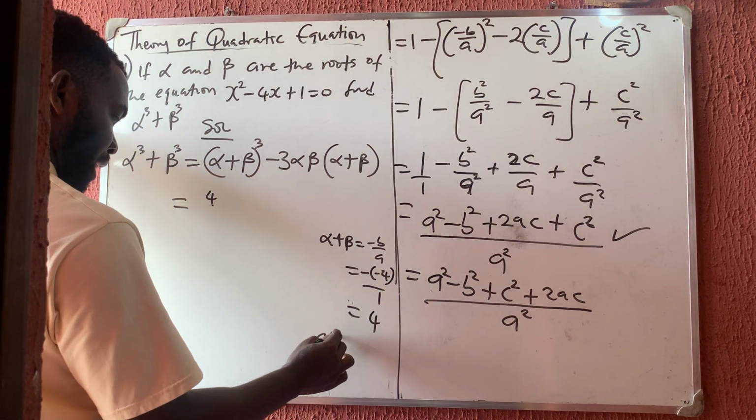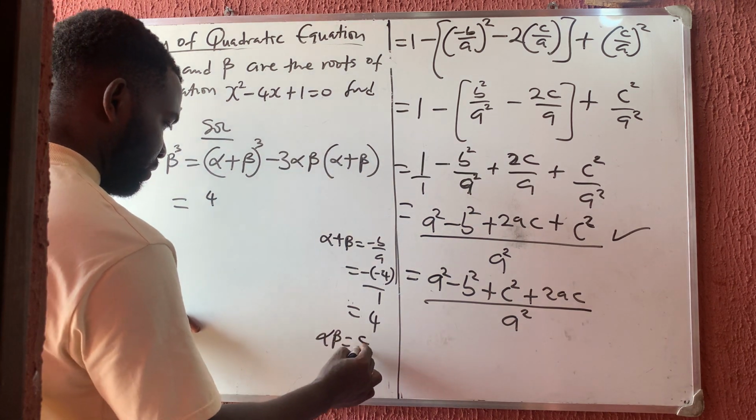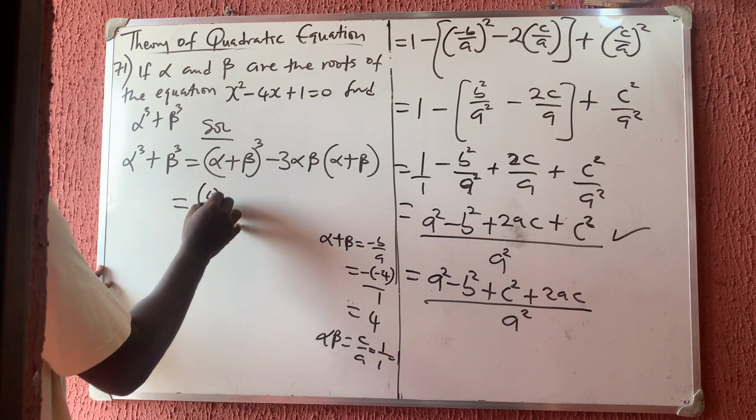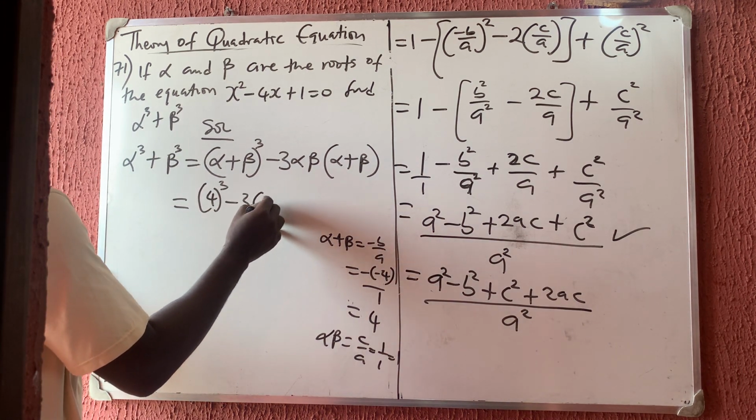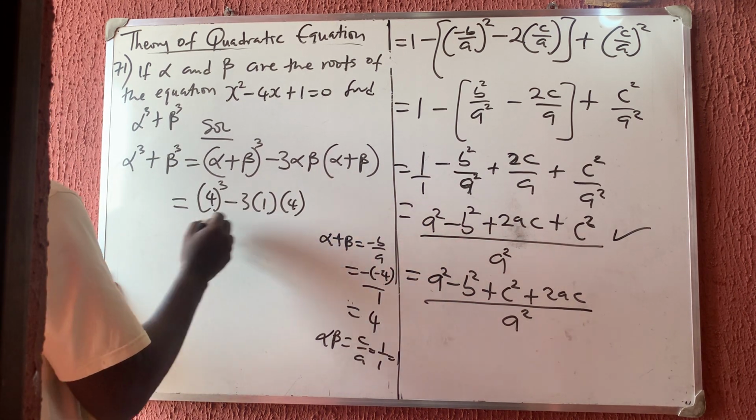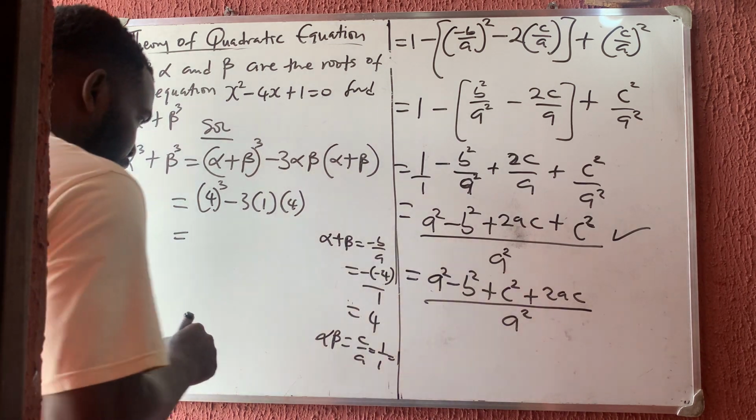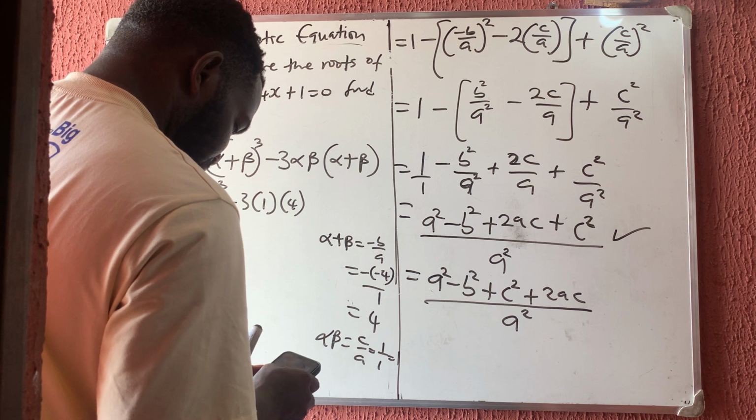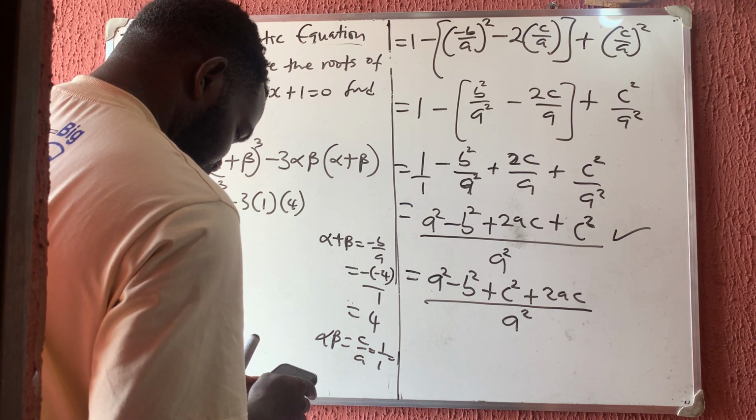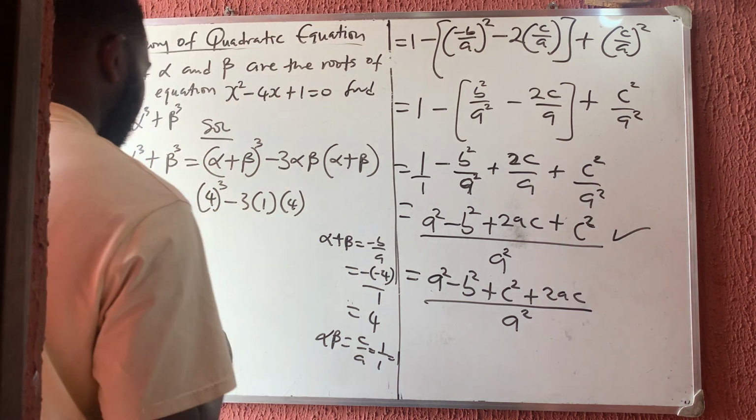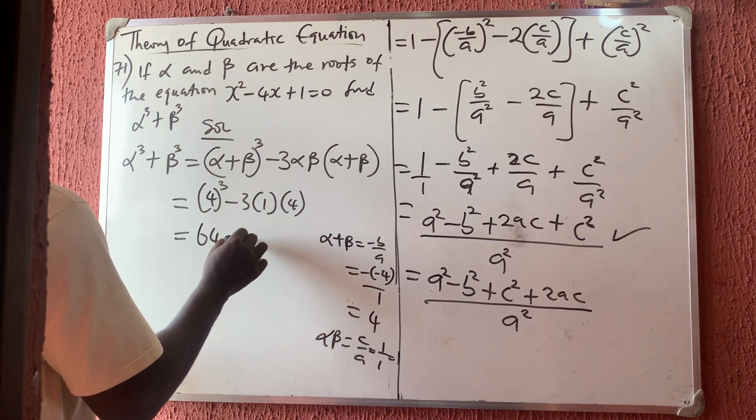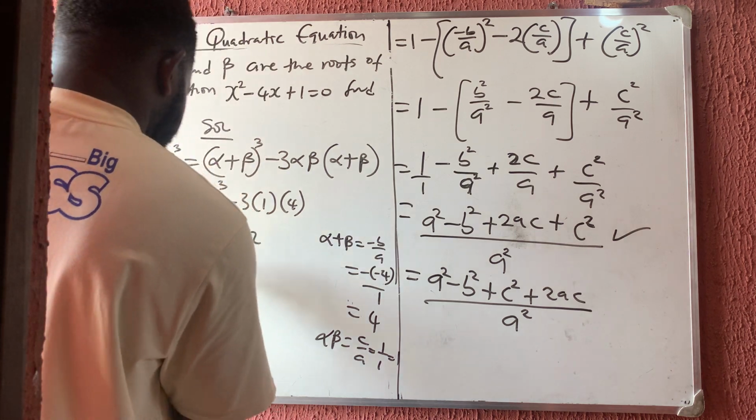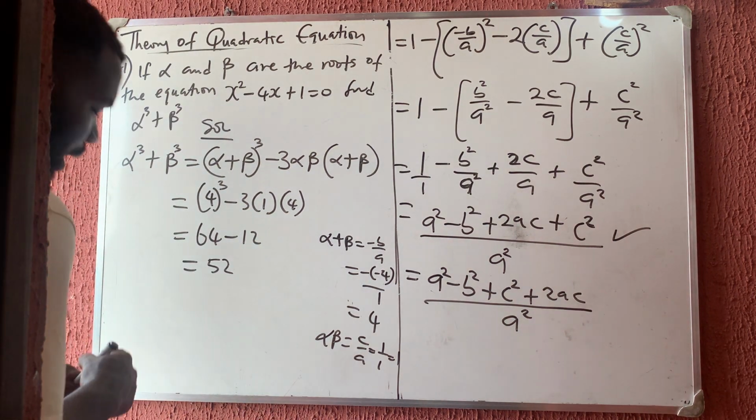And our alpha beta is c over a, which is 1 over 1, which is 1. So if you put it in, this is 4 cubed minus 3 into 1, then into 4. 4 cubed is 64, minus 12, which will give you 52. So that is that.